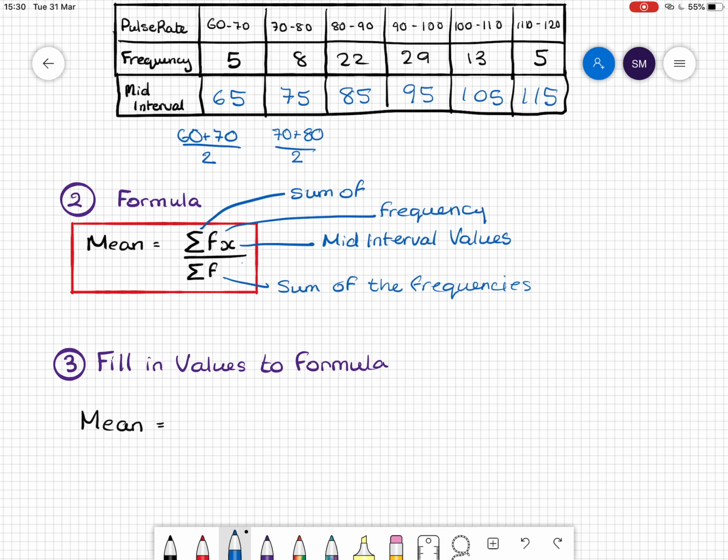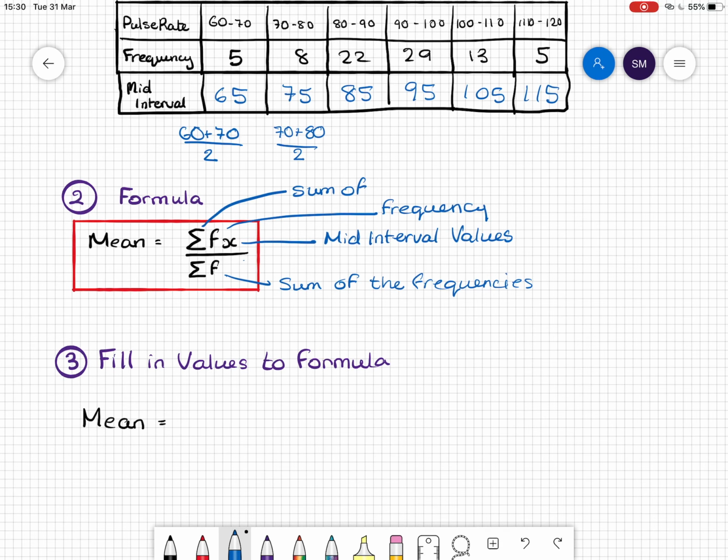Okay, so now what we need to do is fill in our values to our formula. So for us, we could do a table to find the sum of the frequencies and their mid-interval values, but I find it a little bit easier to write them out so we make sure that we don't forget any of them. So to do that, we're going to have the mid-interval value multiplied by its frequency. So that would be 65 by 5 for that first column of our table.